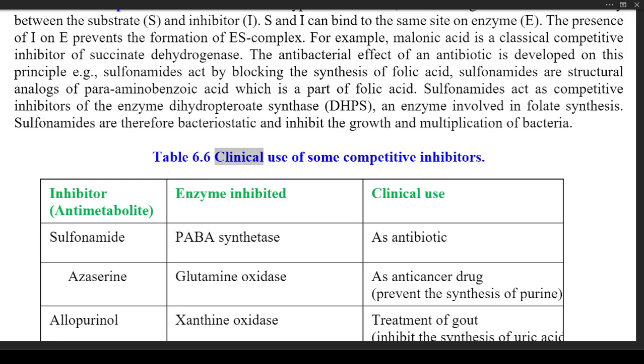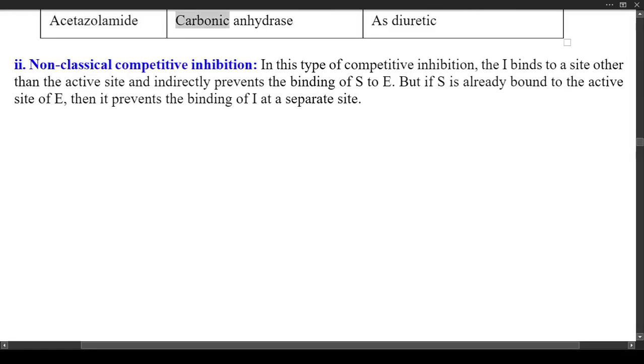Table 6.6 Clinical use of some competitive inhibitors. Inhibitor, antimetabolite, enzyme inhibited, clinical use. Sulfonamide, PABA synthetase, as antibiotic. Azaserine, glutamine oxidase, as anti-cancer drug, prevents the synthesis of purine. Allopurinol, xanthine oxidase, treatment of gout, inhibits the synthesis of uric acid. Acetazolamide, carbonic anhydrase, as diuretic.